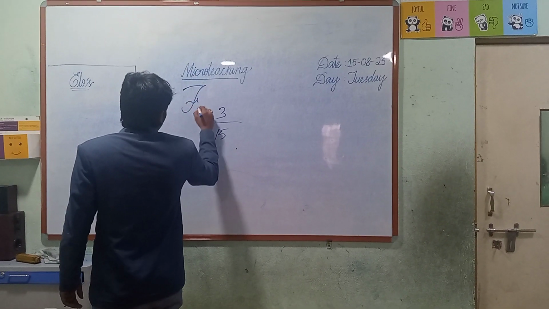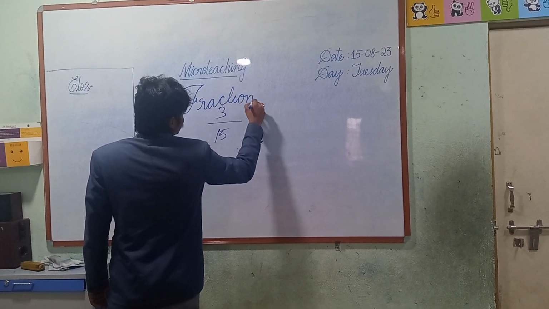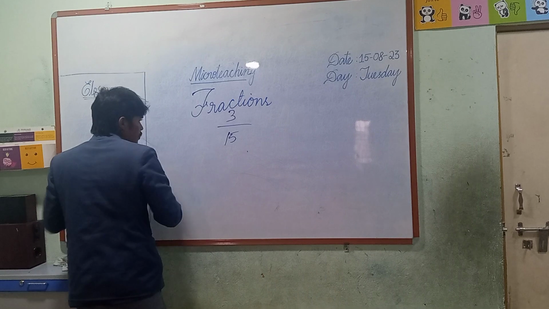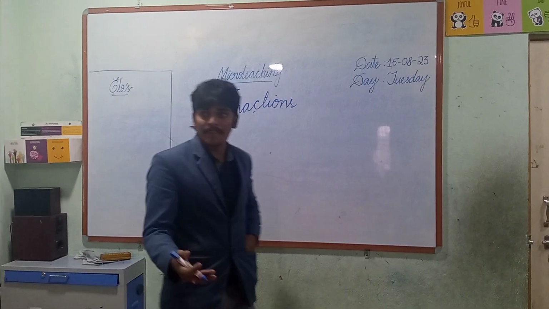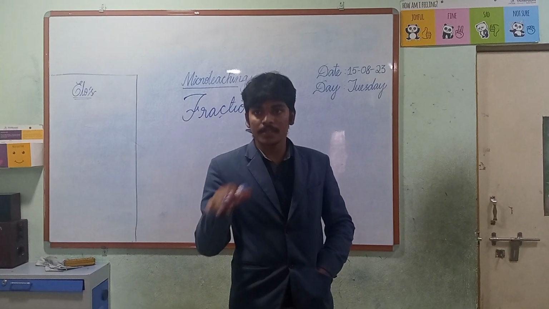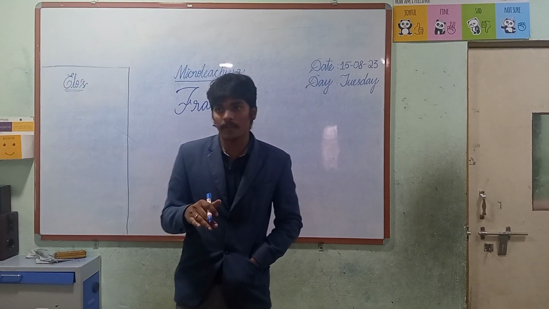Today we are going to learn about the topic fractions. So see here, we already know that a fraction means we have one numerator and one denominator. There is a line between the numerator and denominator that is called a vinculum or fraction bar. We know it very well, right?